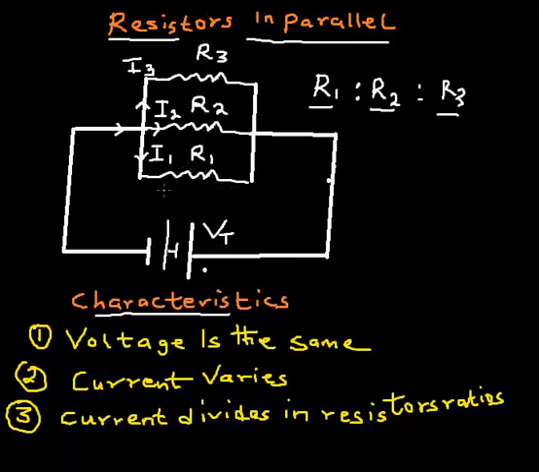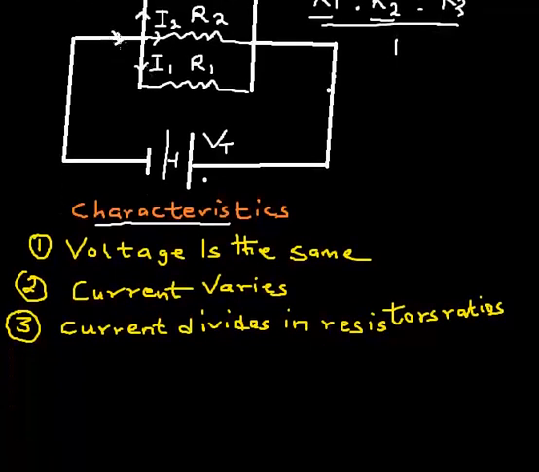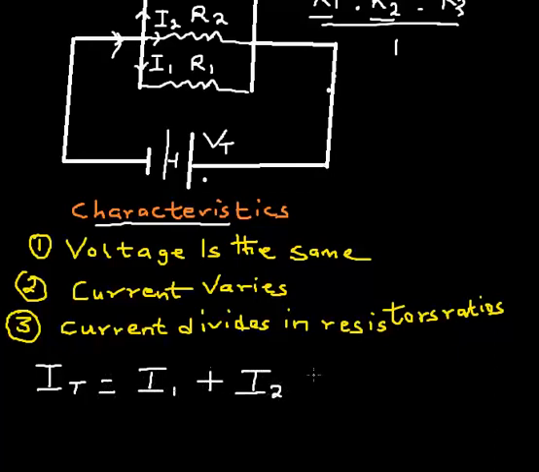The current will divide in the ratios of the resistance, as I already mentioned. Which simply means that the total current delivered to the branch, I total, is going to be equal to the current passing through I1 plus the current passing through I2, then plus the current passing through I3.